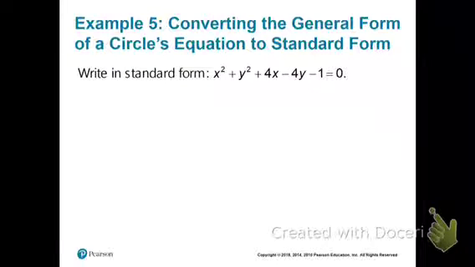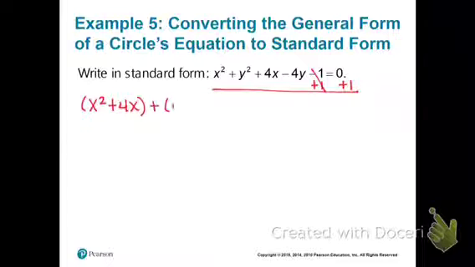So in example 1, it says to write in standard form x squared plus y squared plus 4x minus 4y minus 1 equals 0. So we're going to group our like variables and move our constants to the other side. So what do we need to move to the other side? That negative 1. So we're going to add it over. And I'm going to put all my x's and all my y's together here. So we have x squared plus 4x, plus y squared minus 4y, and it's equal to 1.